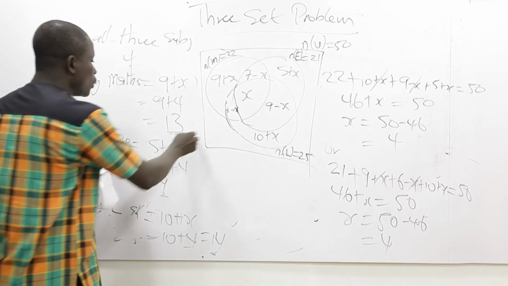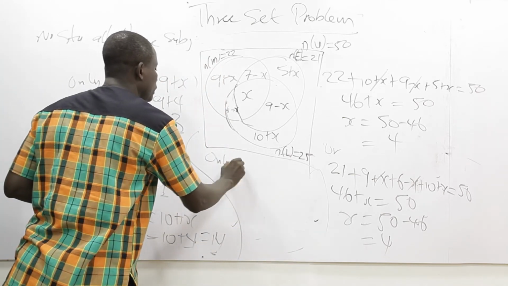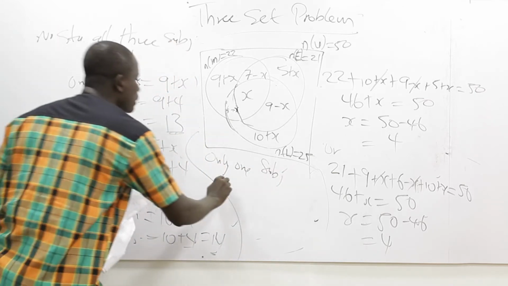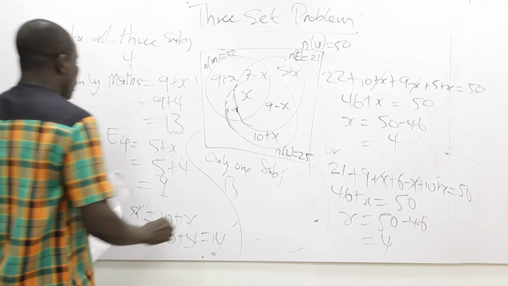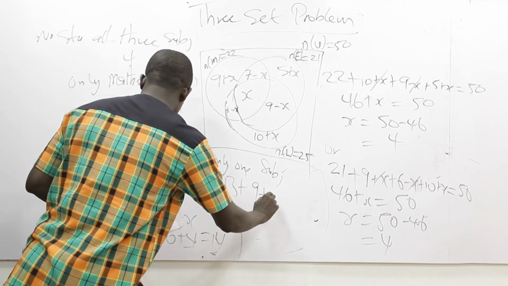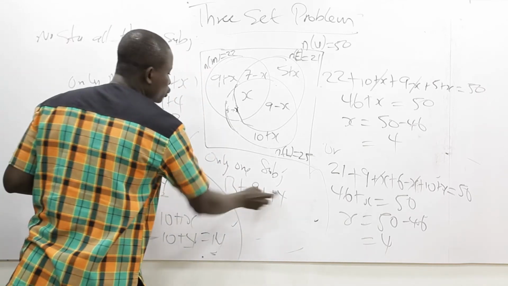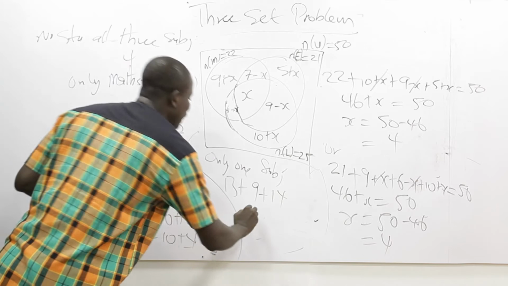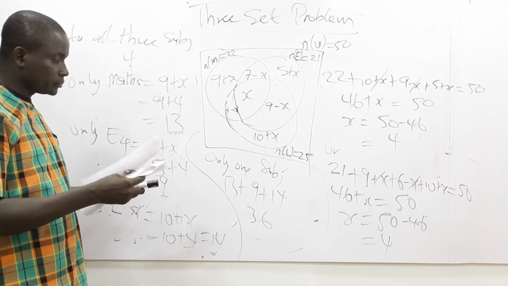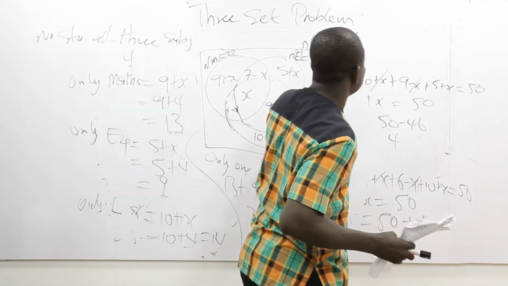So if we ask you, how many offered only one subject? Then it's going to be only mathematics, which is 13, plus only English, which is 9, plus only life skills, which is 14. If I add this and this, it will be 27. So it will be 36. So only one subject is equal to 36. Okay. Now the board is almost full, so let me come here. Only one subject is 36.